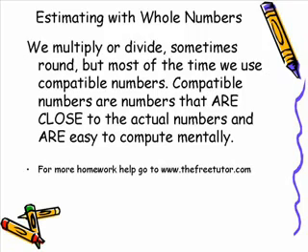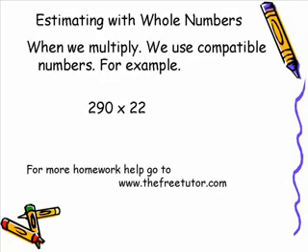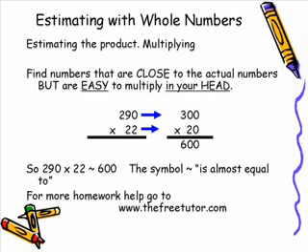This is a little different. You need to pay close attention to this. Using compatible numbers means using numbers that are close to the actual numbers and are easy to compute mentally. For example, when we multiply, we use compatible numbers. For example, 290 times 22. We want to find numbers that are close to the actual numbers but are easy to multiply in your head. So 290 becomes 300, 22 becomes 20, and 300 times 20 is 6,000. So 290 times 22 is almost equal to 6,000.